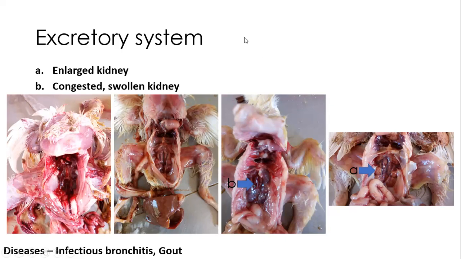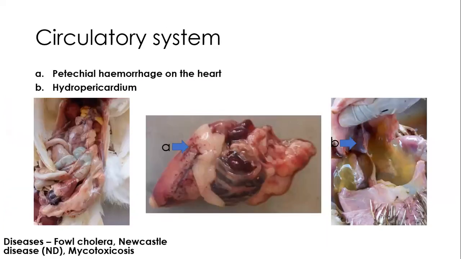So let's continue, because the time is no longer there. We have the circulatory system. We have the heart, with petechial hemorrhage on the heart, especially when you see it at the body of the heart, or at the neck region of the heart. You may want to be very careful, because it's tending towards a sign of an infection. And then you can see hydropericardium.